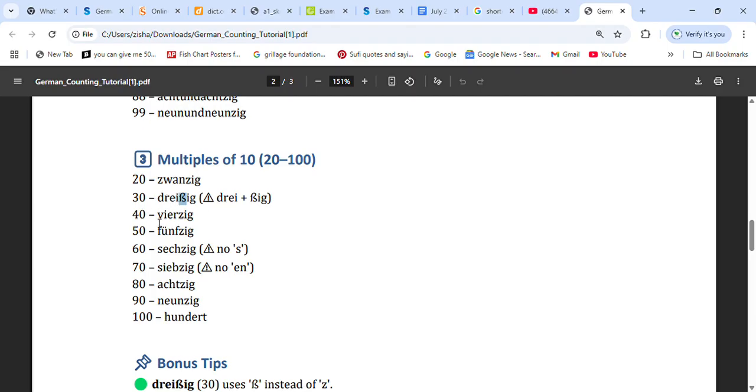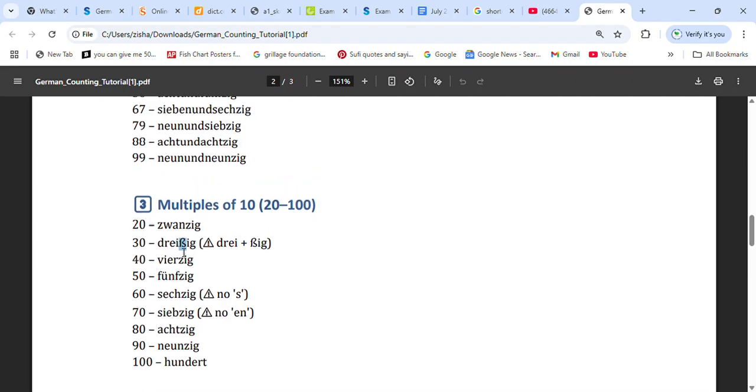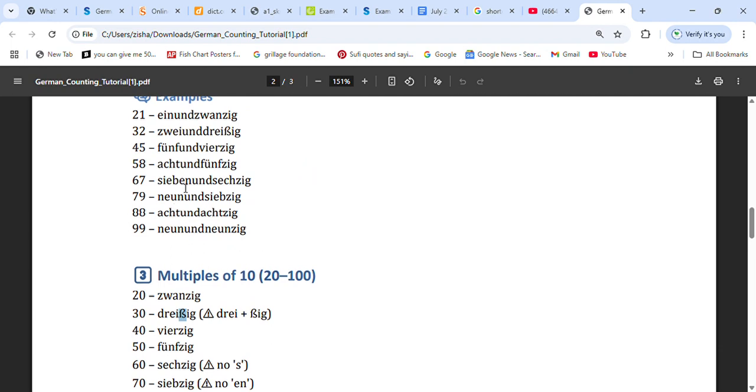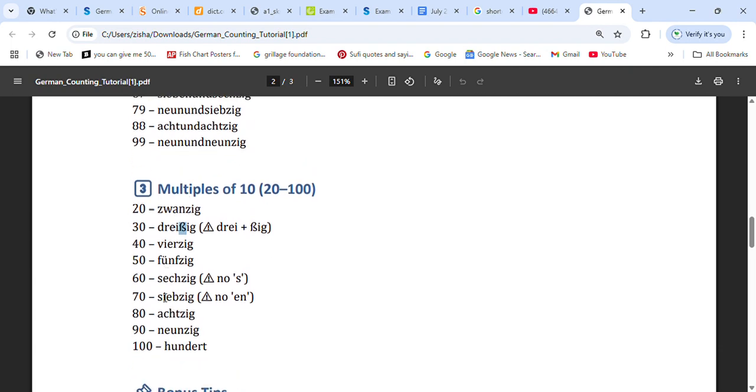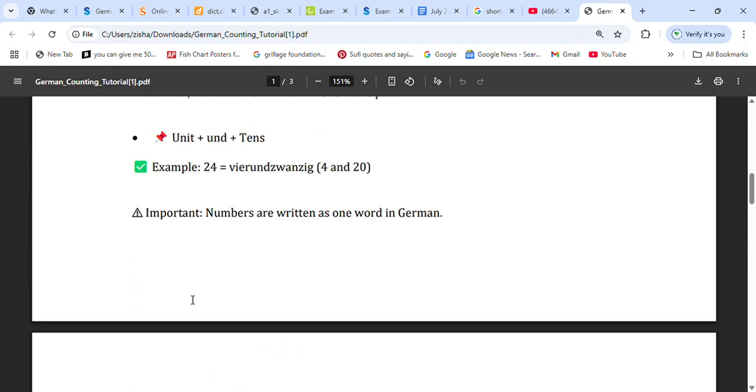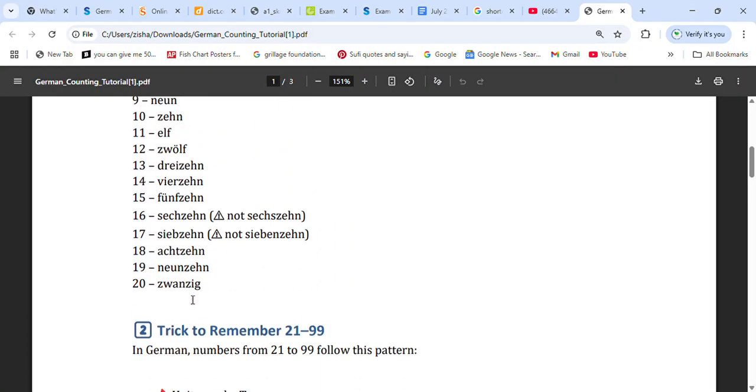Otherwise same, right? In 60 you have to make sure that it is sechs. Sechzig, perfect. And 70 it is siebzig, not siebenzig. In 80 it is achtzig, 90 it is neunzig. So every pattern would be the same, just with the exception of 60 and 70. Till here it is clear.